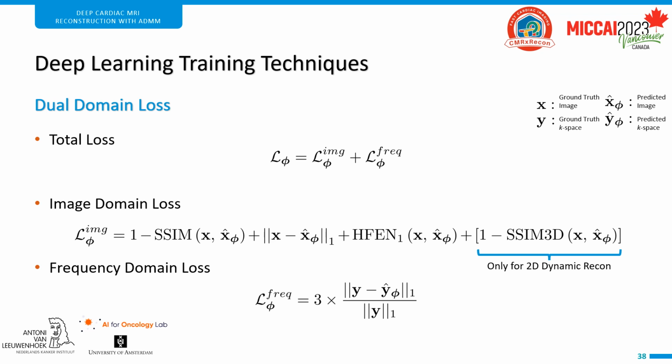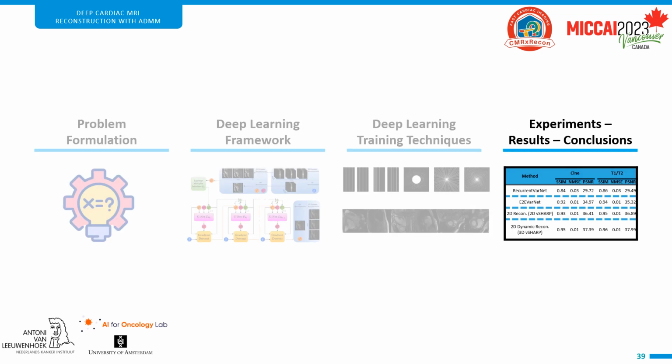The frequency domain loss comprised the normalized mean absolute error loss and was scaled by a factor of 3, so that the contribution to the total loss matched that of the image domain loss. Now that we've covered our deep learning framework and training techniques used, let's dive into our experimental setup.